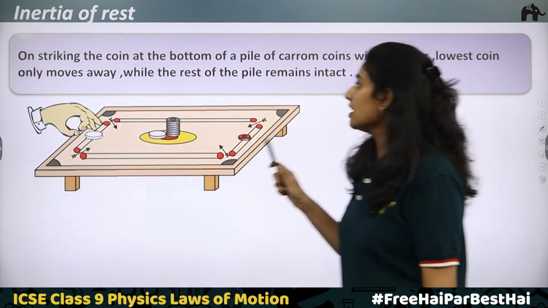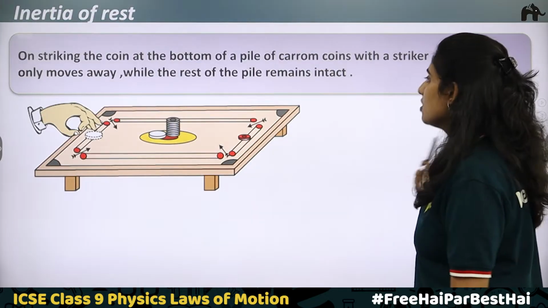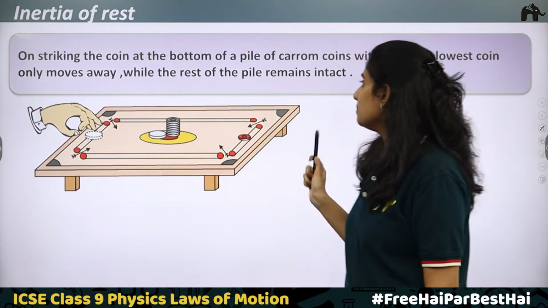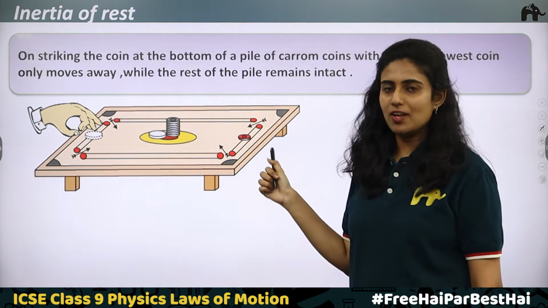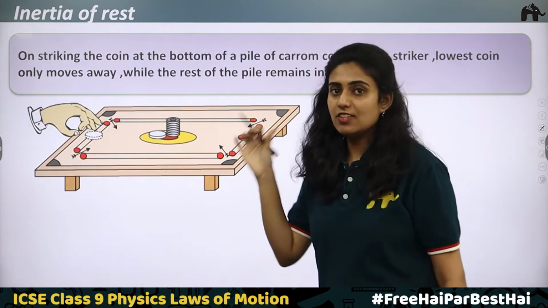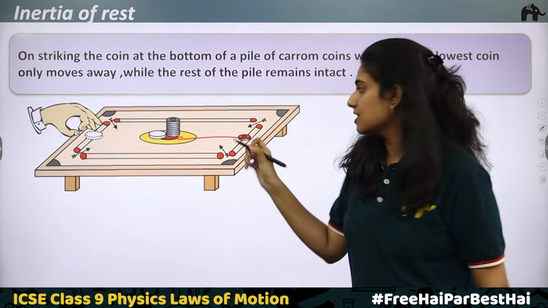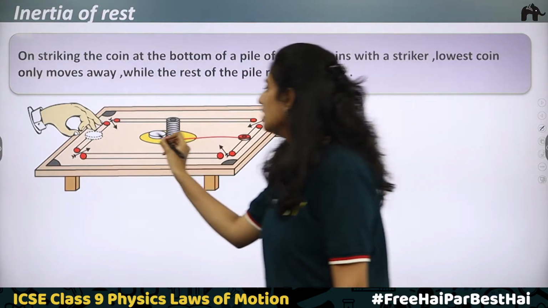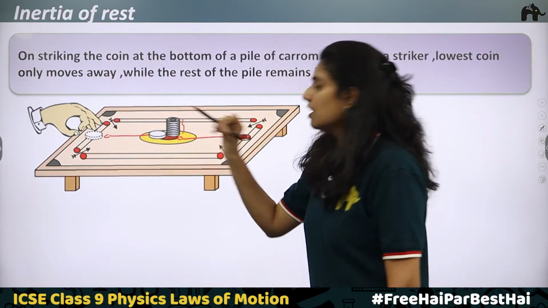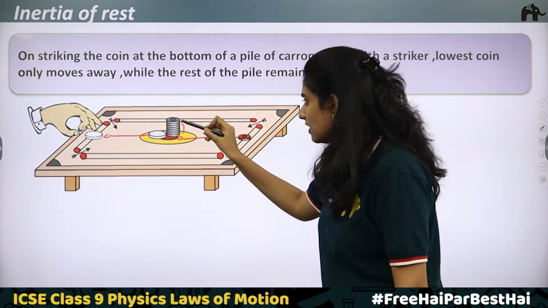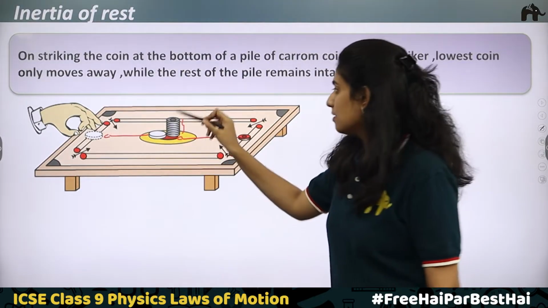Fourth example, on striking the coin at the bottom of a pile of carom coins with a striker, the lowest coin only moves away while the rest of the pile remains intact. So here there is a carom board. All of you have played this carom board. Now here you have a striker. When the striker hits the lowest coin, what happens? The lowest coin will shift to any position. What about the remaining coins? You can observe that the remaining coins will take the place of the original pile.